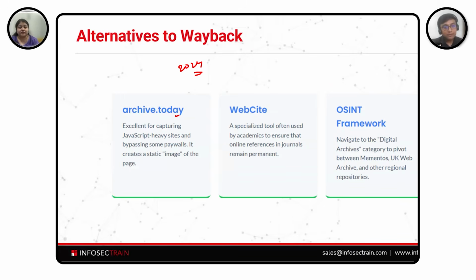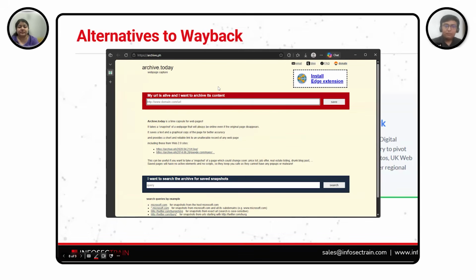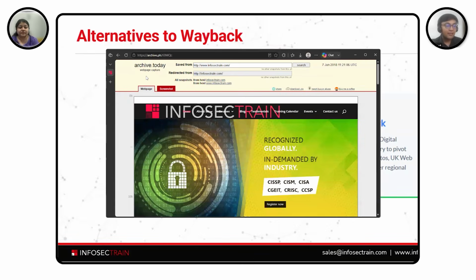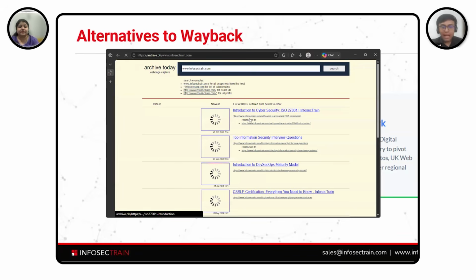So I can go to this particular archive.today, and in this, once again, we simply have to write the URL name. So I can write here www.infosectrain.com. And once again, okay, so let me just pass this captcha here. And here we go. We can see the snapshots of InfoSec Train, how it used to look like. Like this is a snapshot of 2018 that we can see here. So we can see all these snapshots from this archive.today.